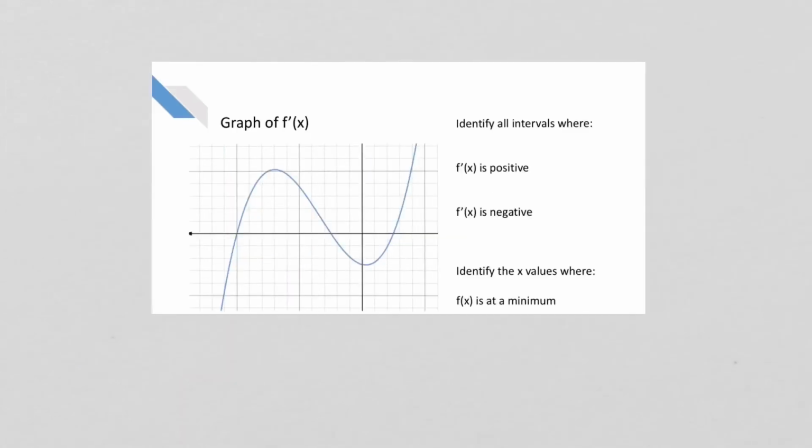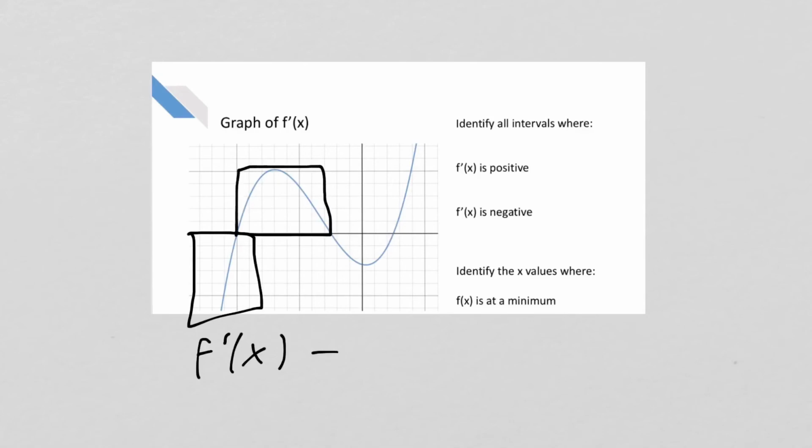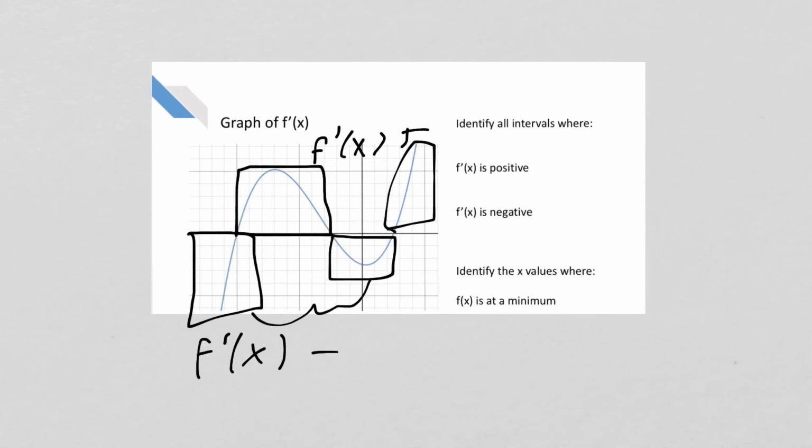Here's a graph of f prime. Identify the intervals where f prime x is positive and negative. Okay, so right here, f prime x is negative. Right there, f prime x is positive. Right there, still negative, and then right here, positive, right? Again, basically whenever the output's positive, f prime is positive.